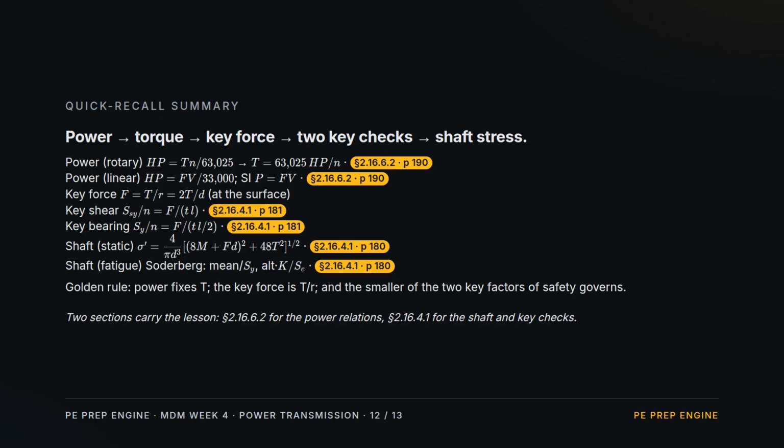Quick recall. Power fixes the torque through the rotary relation. That torque becomes a key force at the radius, T over R. Check the key in shear across the full width and in bearing on half the height, and take the smaller factor of safety. For the shaft, combine bending and torque with the von Mises form for a single peak load, or the Soderberg relation for fatigue. Golden rule. Power fixes T, the key force is T over R, and the smaller key factor of safety governs.